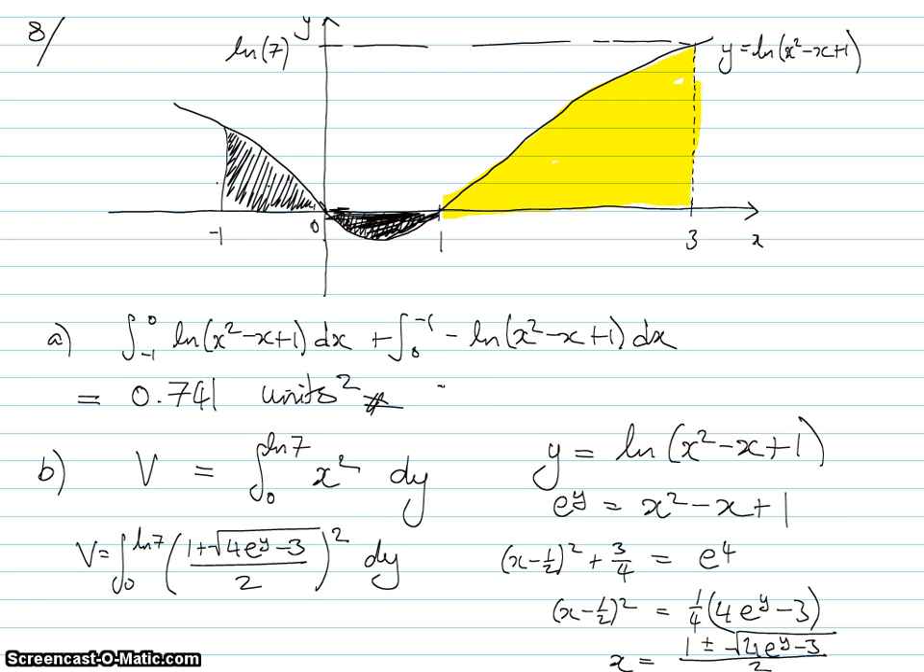Now again, you could do this by hand if you really wanted to. I don't particularly feel like it, so what I'm going to say is that I would type this into my graphing calculator and it would give me an answer back of 30.5 units cubed. And so that is my final answer.